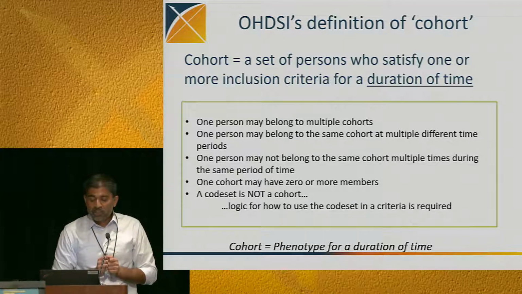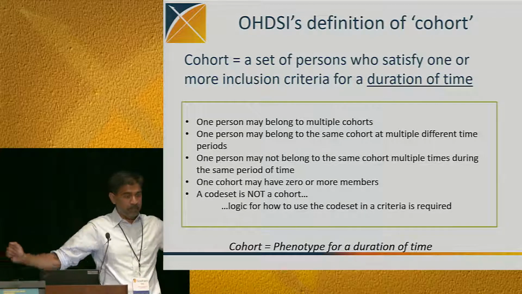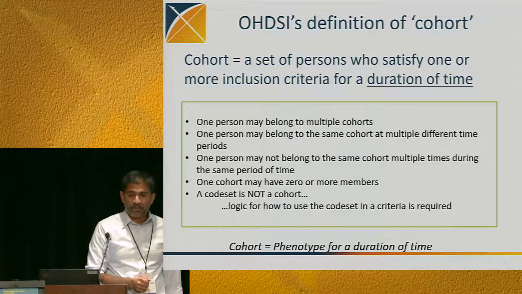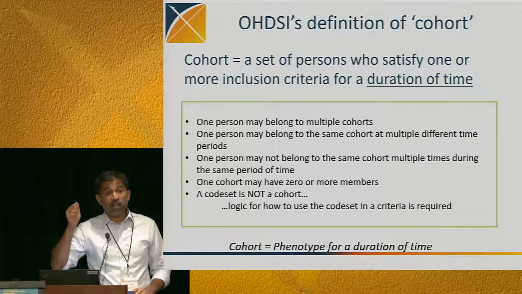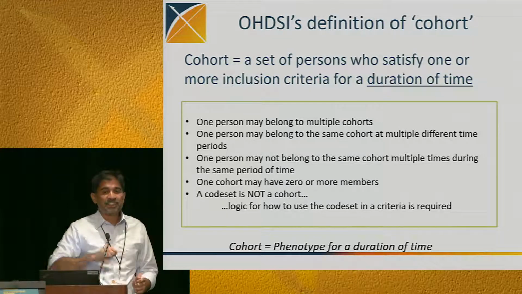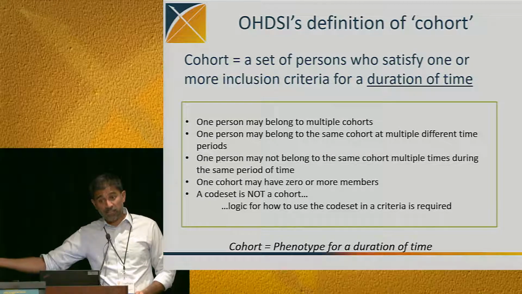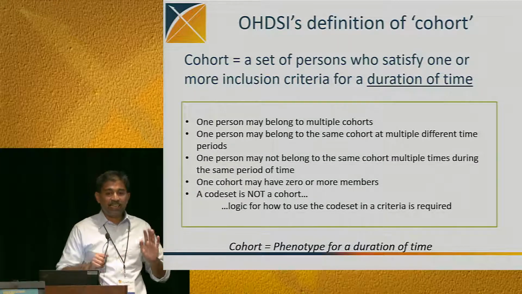One person may belong to the same cohort at multiple different time periods. So take the example of angina. It had a start date and an end date. Once I stopped having angina, I don't belong to that cohort anymore. But 6 months later, I may have another attack of angina or myocardial infarction. So that would have a separate start date and an end date.